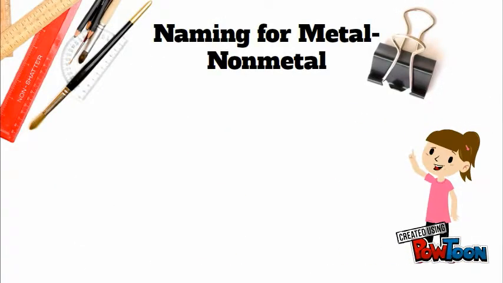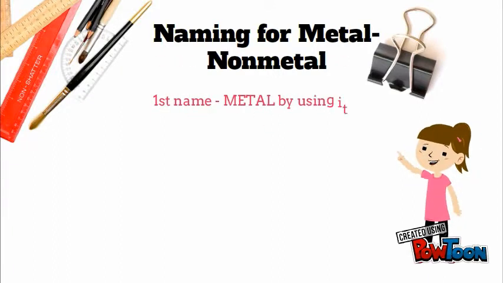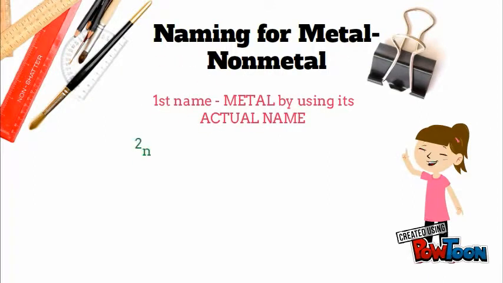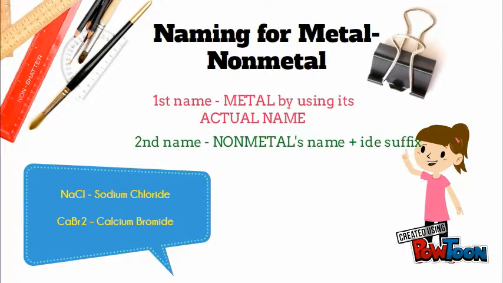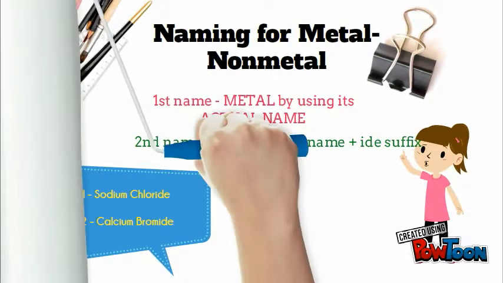In naming a metal with nonmetal elements, the first element should be named the actual name of the metal, followed by the name of the nonmetal. Please note that the name of the nonmetal must end with the -ide suffix. Here is an example: the NaCl compound, named sodium chloride.